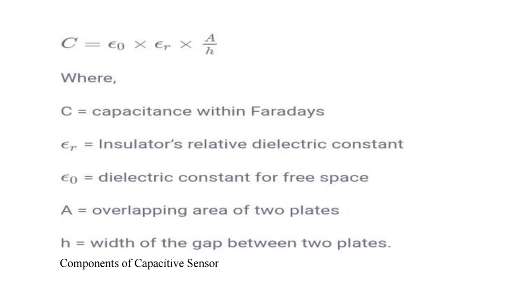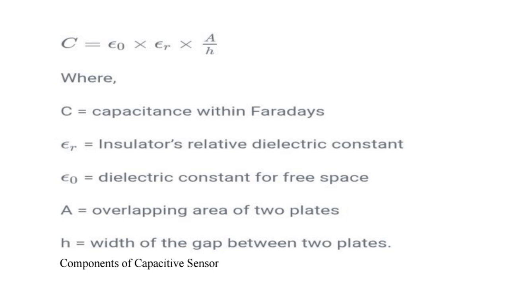Capacitance means you keep two metal plates parallel to each other with some gap in between. Epsilon naught is the dielectric constant for free space. The next term is the overlapping area of two plates, that is, how much area the two parallel plates cover. The next is the width of the gap between the two plates, that is, how much gap you are introducing. So remember this formula: epsilon naught into epsilon r into A divided by h.